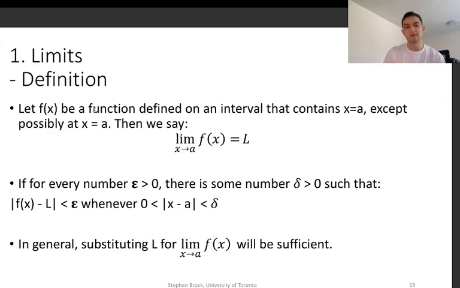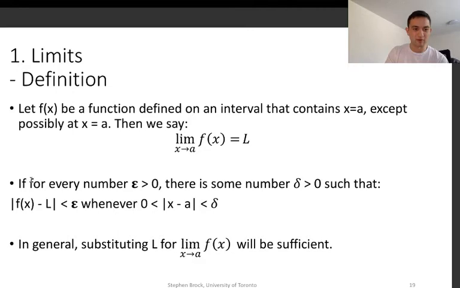So let f of x be a function defined on an interval that contains x equals a, except possibly at x equals a. Then we say that the limit as x approaches a of f of x is equal to L, so it's equal to a value, if for every number epsilon greater than 0, there is some delta greater than 0 such that the absolute value of f of x minus L is less than epsilon whenever the absolute value of x minus a is between 0 and delta.